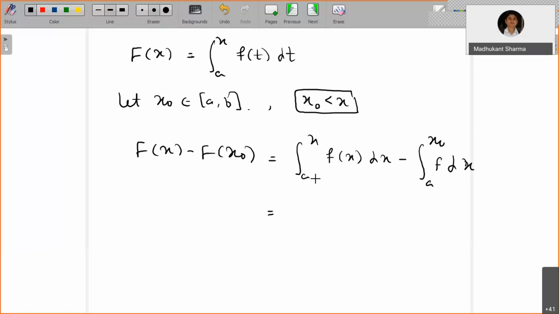Okay, so then you can break this into a to x naught and x naught to x. So a to x naught will get cancelled, and what you will remain with is the integral from x naught to x of f of t dt, which you can do with no problem. So this will be the magnitude.